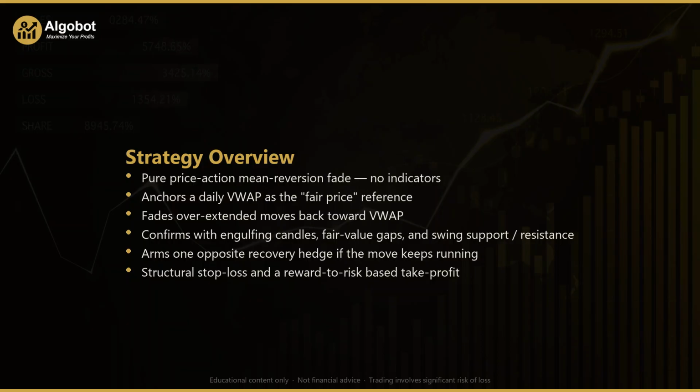One important detail sets this strategy apart. Every fade carries a built-in plan for when it is wrong. The classic weakness of any fade is the day the move is a genuine breakout that simply keeps going. Instead of only absorbing that loss, the strategy can arm one opposite recovery hedge once the move has run a set distance against the original position. We'll explore exactly how that works later.